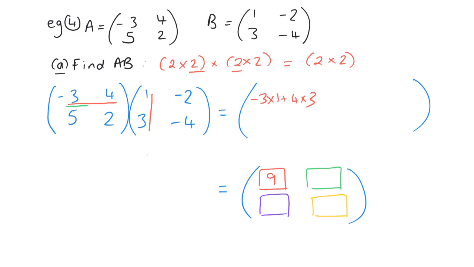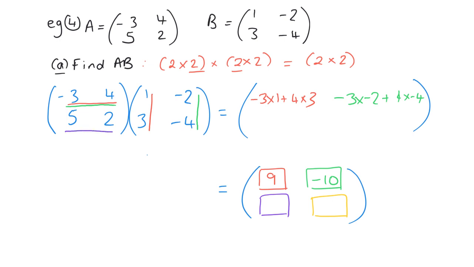For the green square then, it's in the first row and the second column. So we're going to multiply the first row by the second column. So that's minus 3 by minus 2 plus 4 by minus 4. So that gives us 6 minus 16. So that's minus 10.